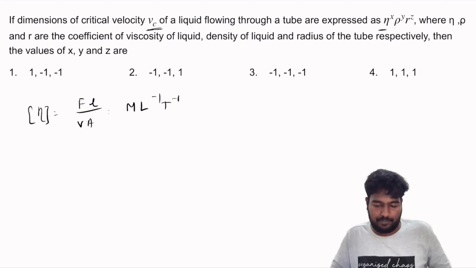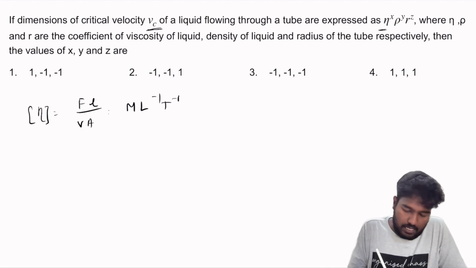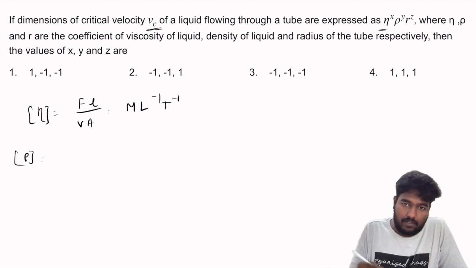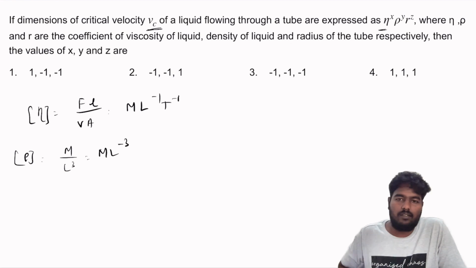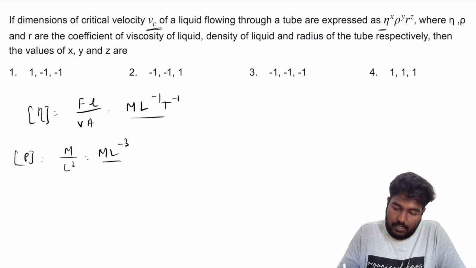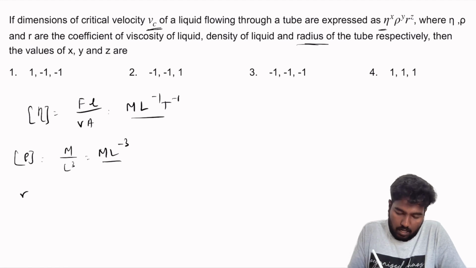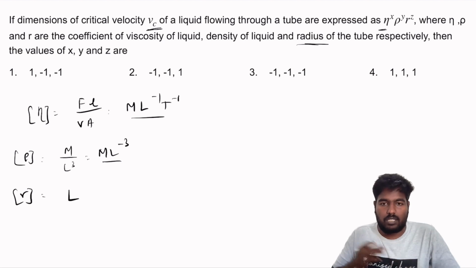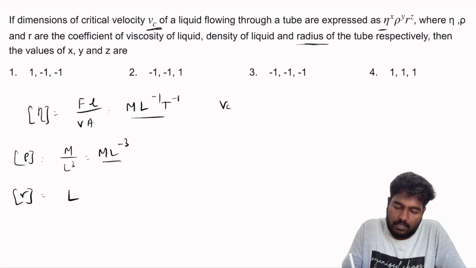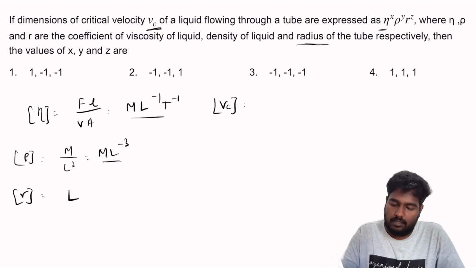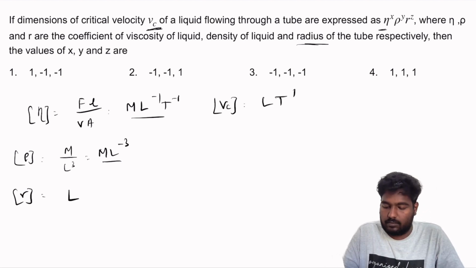And rho is density. We know that rho is mass divided by volume. So mass divided by L cube, L cube is volume. M L^-3. And the radius of the tube, so r will have the dimension of just length. Now we have to combine these three to get the critical velocity of the liquid. Critical velocity is just velocity. So L T^-1, L by T.